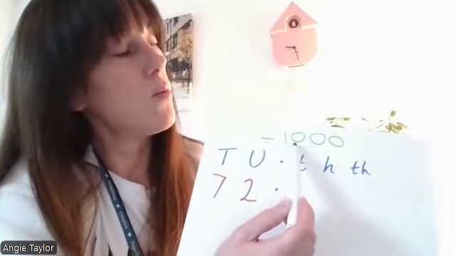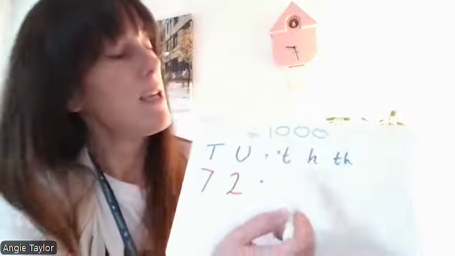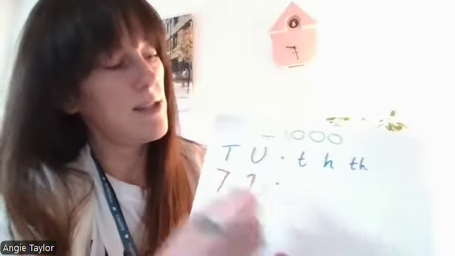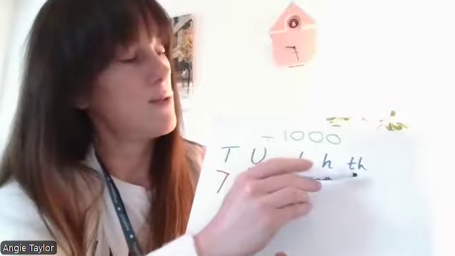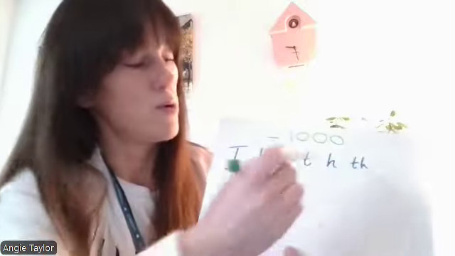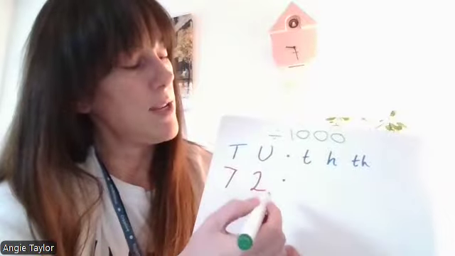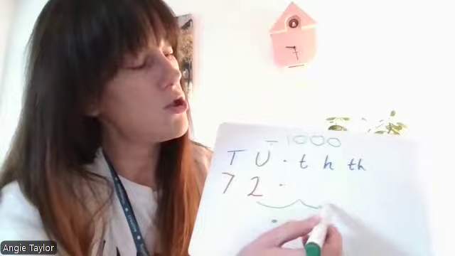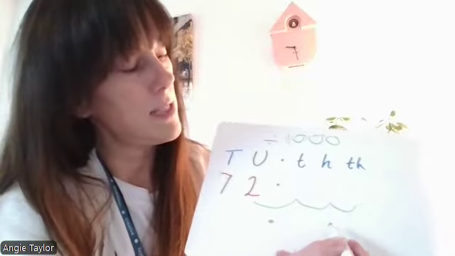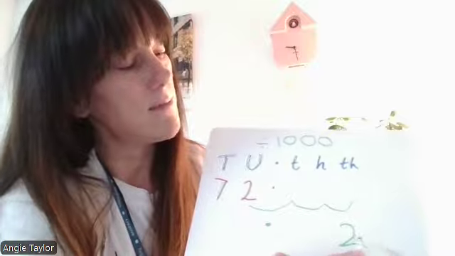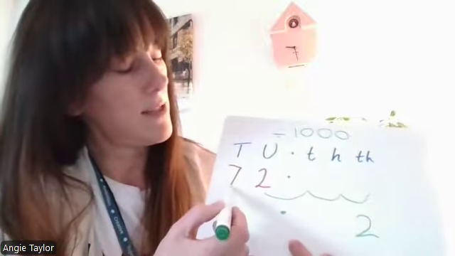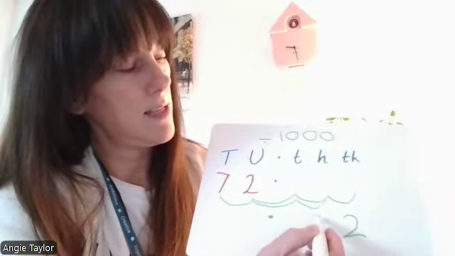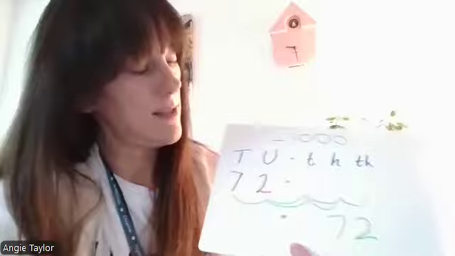Now one more. We're going to use the same number again, 72, and this time we're dividing by 1000. So we've now got 1, 2, 3 zeros in the number we're dividing by. So our digits are going to move 3 columns that way. We're dividing, so they're getting smaller. So our 2 in the units is going to go 1, 2, 3 columns into the thousandths. And our 7 is going to go 1, 2, 3 columns into the hundredths.